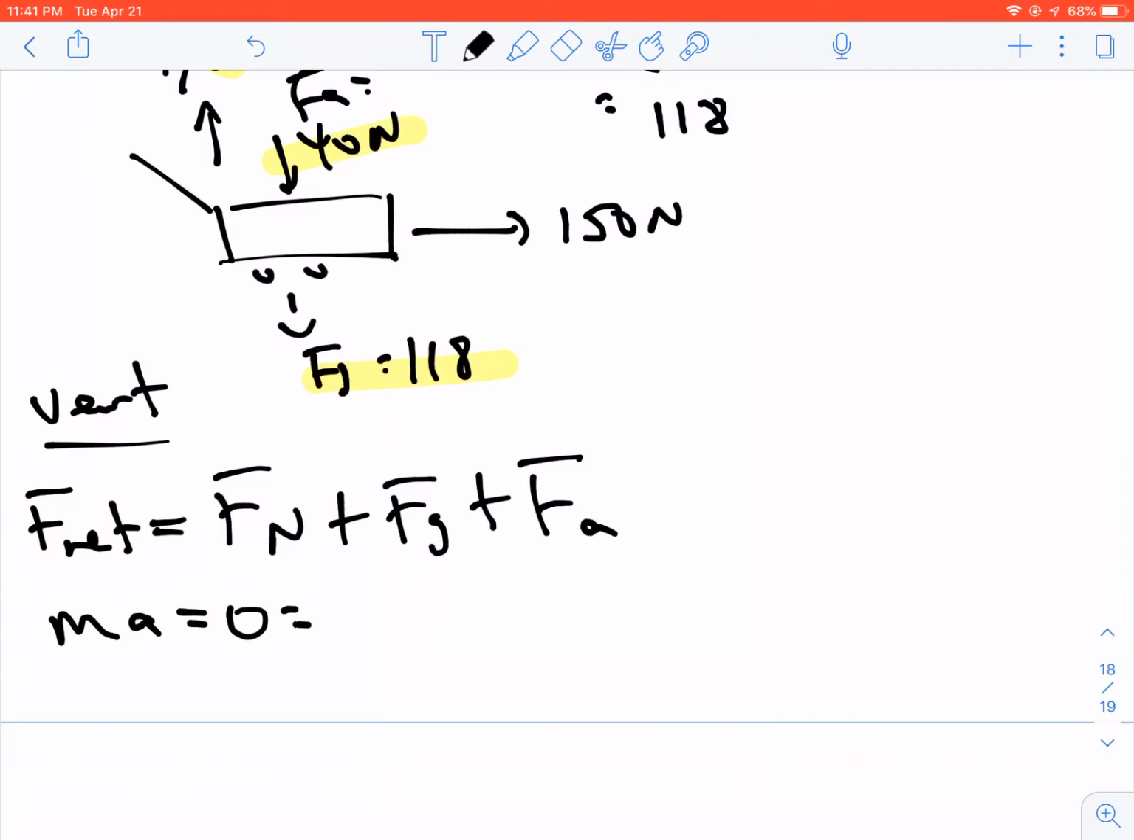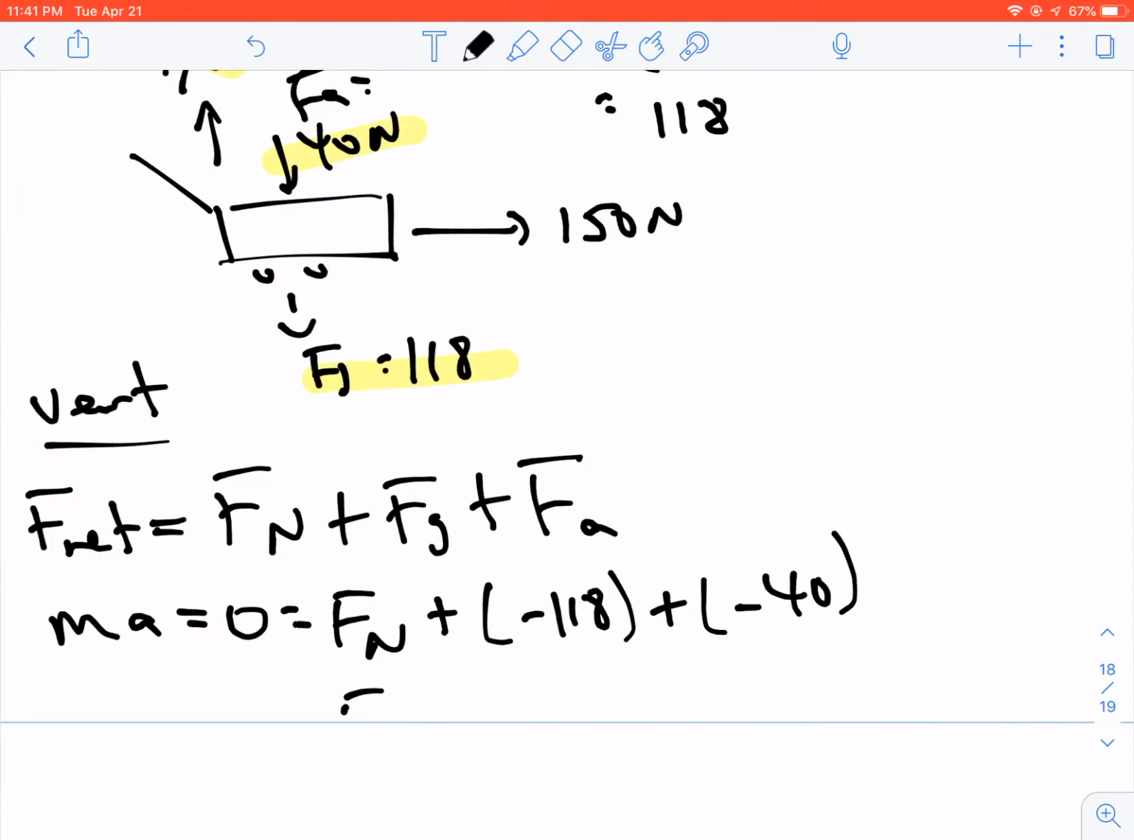12 kilograms times acceleration of zero. And I know that the normal force, well, I don't know the normal force, it's unknown. I do know gravity is negative 118. And I know that my force pushing on the handle is pushing down with 40 newtons. So my Fn is going to be equal to 118 and 40, 158. It becomes positive on the other side. So the normal force is 158 newtons, which is an upward force.